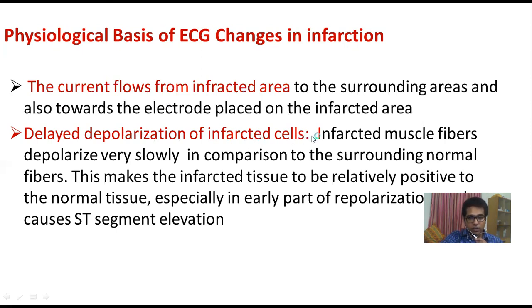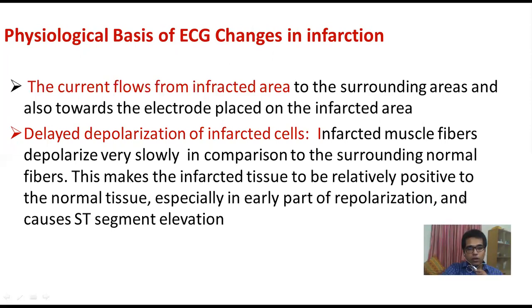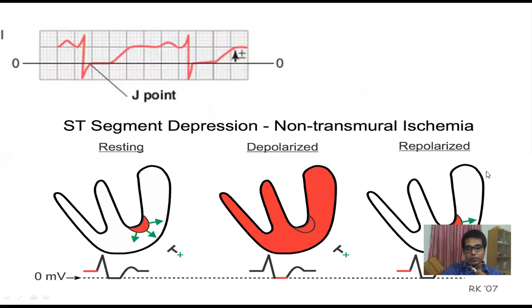Delayed depolarization of the infarcted cell: infarcted cells are slow to depolarize. So the infarcted muscle fiber depolarizes very slowly in comparison to the surrounding normal fibers. This makes the infarcted tissue relatively positive to the normal surrounding tissue, especially in the early part of the repolarization, and causes the ST segment elevation. This point I have already explained.